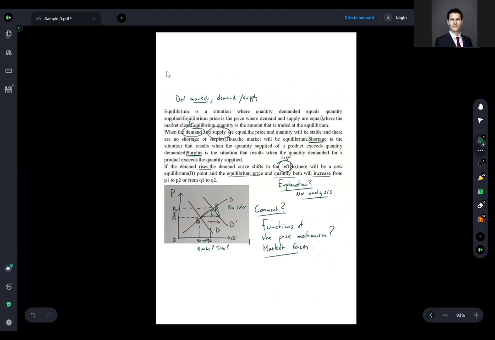Feel free to do so. So overall, I don't think this is a very good work. There is a major mistake about the surplus and shortage. There is a mistake here about the direction of the shift. I think the analysis is too superficial. I would have appreciated more information about the process through which we move from A to B. And I would have also appreciated a definition of market, demand and supply.